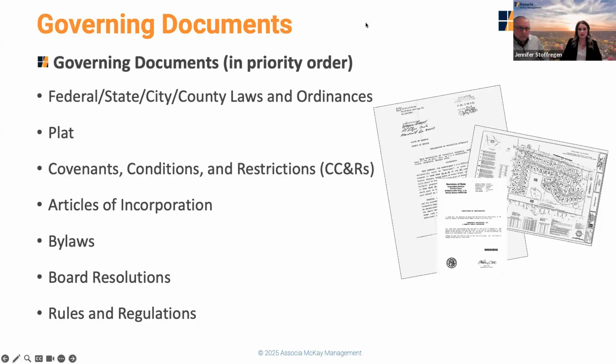And then depending on what type of association you have, you may not have rules and regulations. Those are more typically towards condo associations. You may not have had any resolutions yet because your previous boards may have not made any changes or amendments to your current governing documents. So these are not the end all be all for every association. This is just an outline or a guideline of potential documents that your association would have.